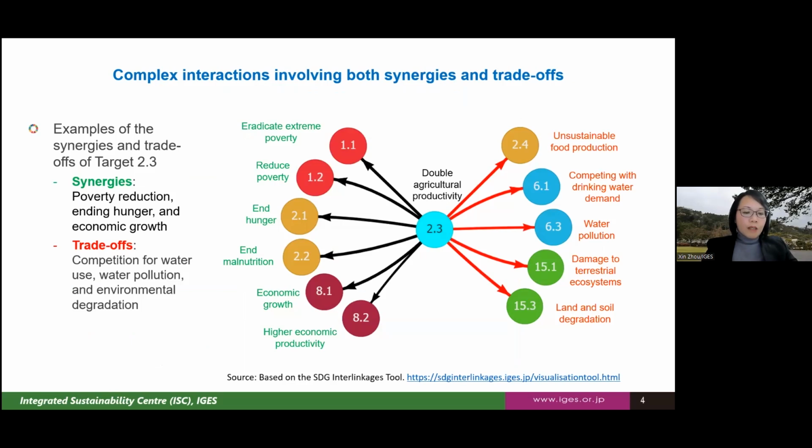The interactions among the goals and between the targets are complex, involving synergies on the one side and trade-offs on the other side. For example, achieving target 2.3 on doubling agriculture productivity will generate multiple benefits, including poverty reduction, ending hunger, and enhancing economic growth. However, agriculture productivity improvement will increase water consumption and may lead to competition with the demand for drinking water. And unsustainable food production will also cause environmental trade-offs, such as water pollution, land and soil degradation, and damage to the terrestrial ecosystems and their services.